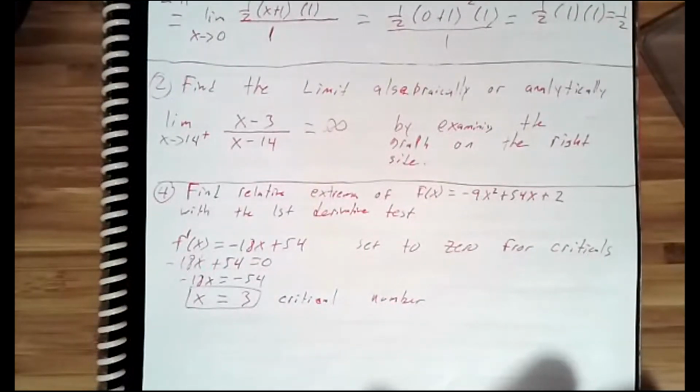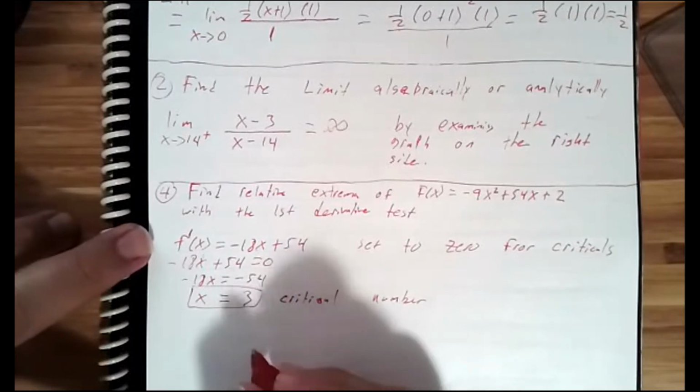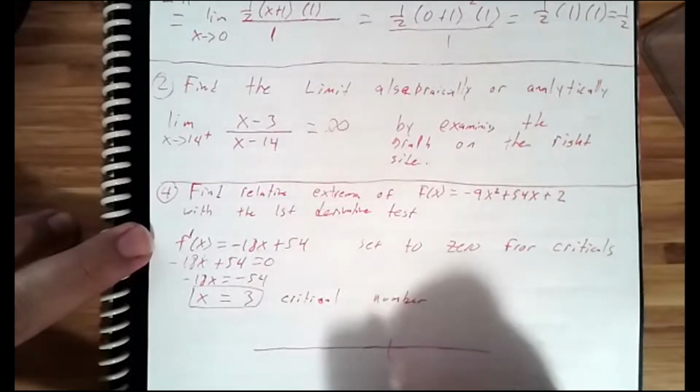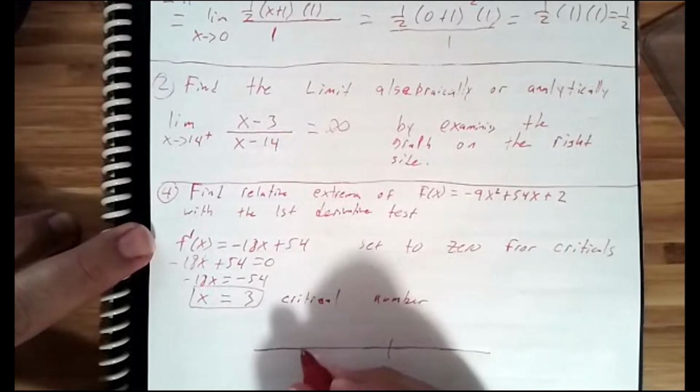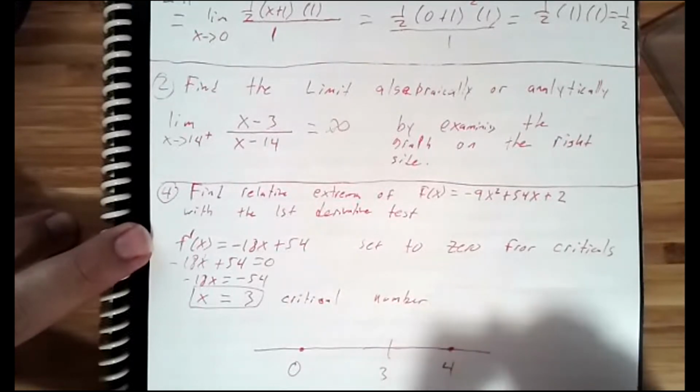Now, we'll need to test around the critical number. Okay. So we only have one, so we gotta test both sides. So I'm gonna pick an easy one over here, 0, and something as small as possible, 4.